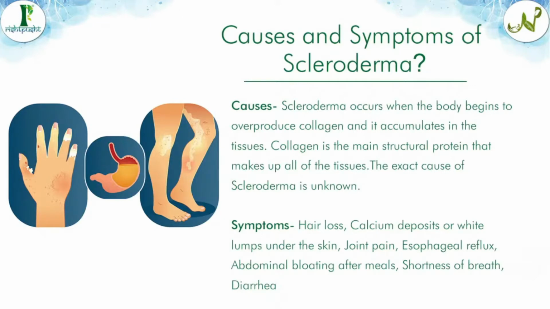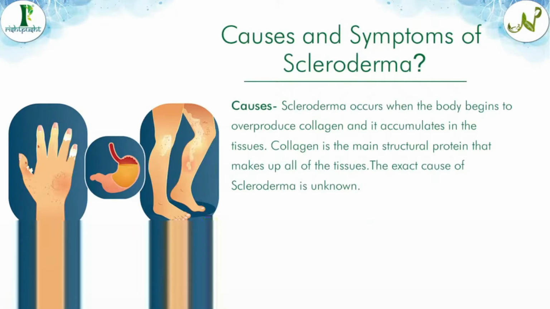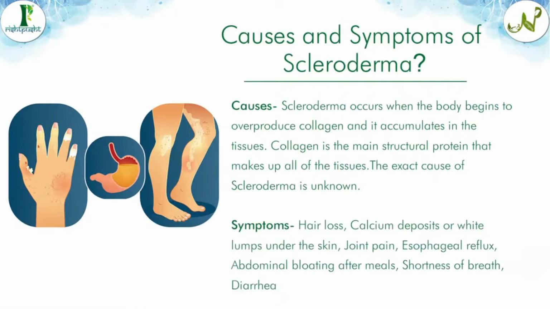Why it occurs is that the body begins to overproduce collagen and it accumulates in the tissues. Collagen is the main structural protein that makes up all the tissues, so collagen is otherwise required by our body. It makes all the tissues inside the body, but once excessive collagen begins to accumulate in the tissues, Scleroderma starts, and the symptoms can be varied, as I just told.